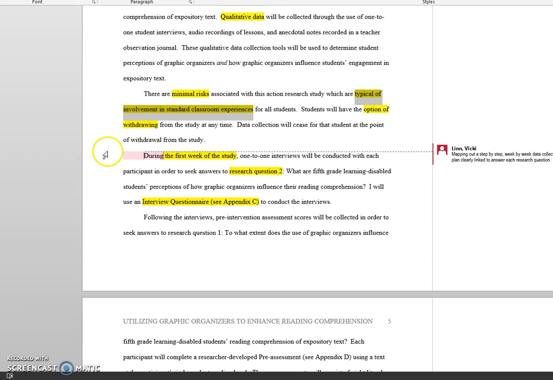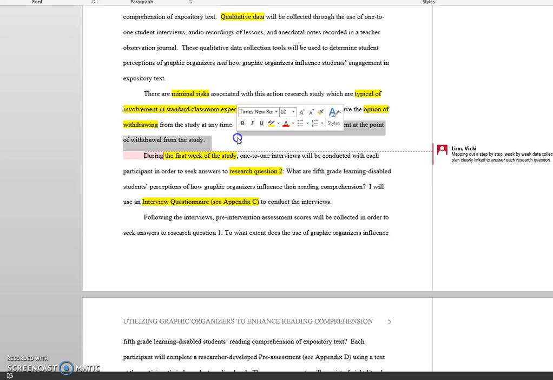Also in this section, she indicates that the subjects have the opportunity to withdraw from the study at any time. And then she indicates, so what if they do withdraw? If they withdraw at some point in time after the study started, data collection will cease for the student at the point of withdrawal from the study. That's really important to clarify as well.